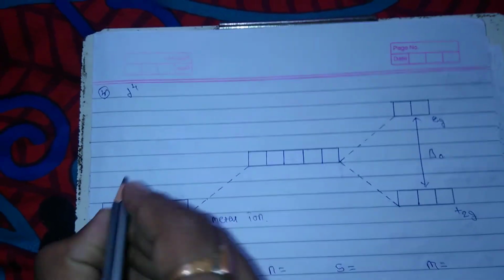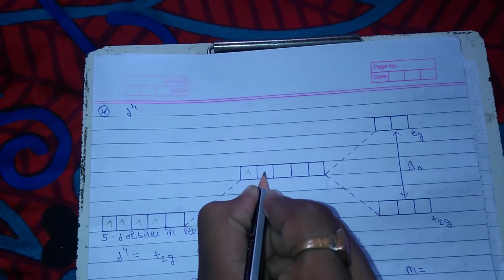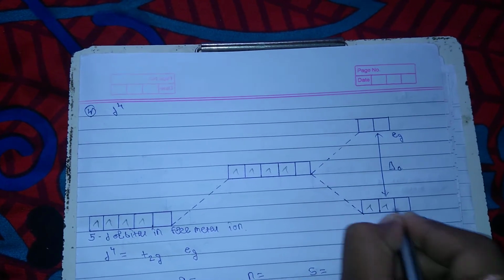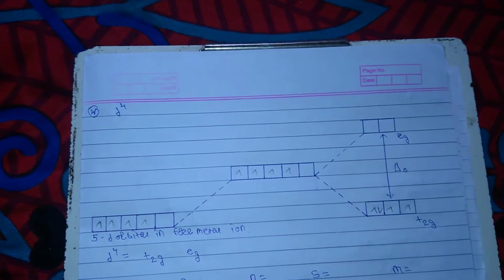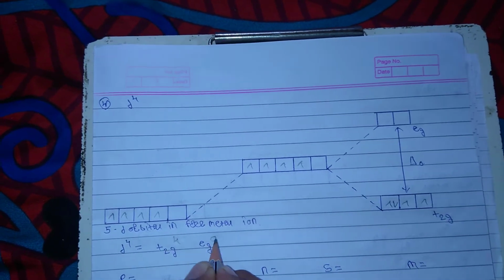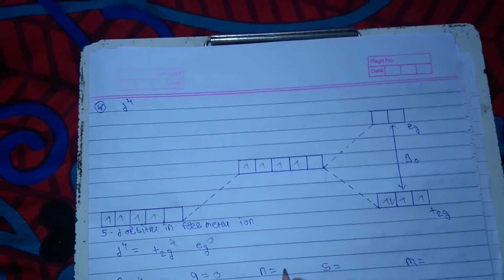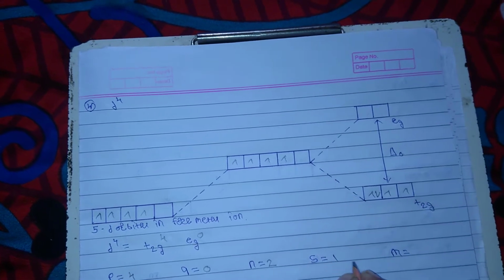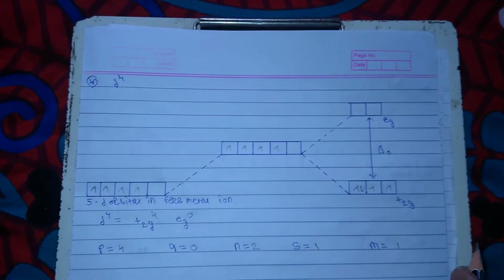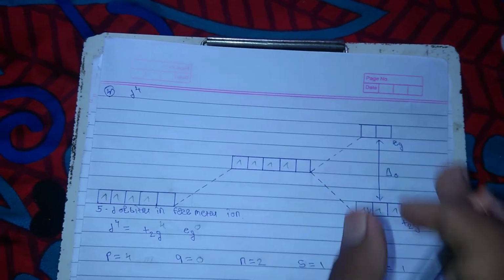The fourth is d4. In the d orbitals there are 4 electrons. These are hypothetical degenerate d orbitals. These 4 electrons go in the t2g set. So d4 is equal to t2g4 and eg0. P is equal to the number of electrons in t2g, which is 4. Q is equal to 0. Number of unpaired electrons is 2. S is equal to 1 and M is equal to 1, meaning the number of electron pairs in the t2g and eg sets is 1. In low spin complexes, the first 6 electrons go in the t2g and the remaining 4 electrons go in eg.